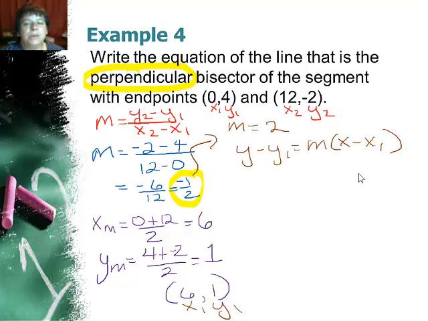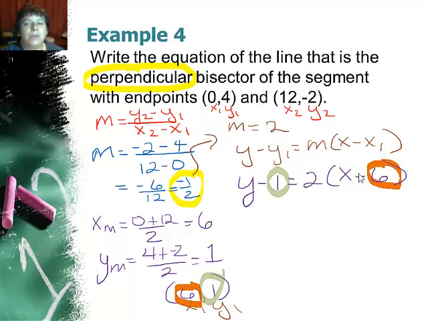The next thing I'm going to do is use that midpoint and my slope to substitute into the point slope formula, which I take straight off the math chart. So I know that y minus 1 equals 2 times x minus 6. You can see where the 1 comes from, and you can see where the 6 comes from. And the 2 comes from the slope. Remember, we flipped it and changed signs. That's called the negative reciprocal.